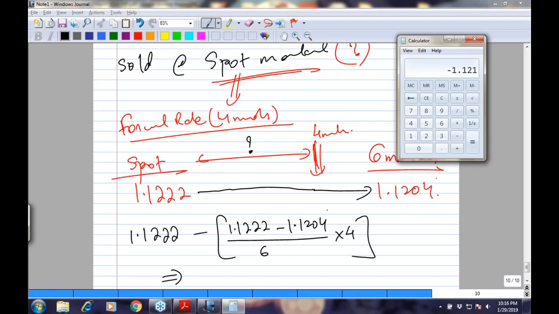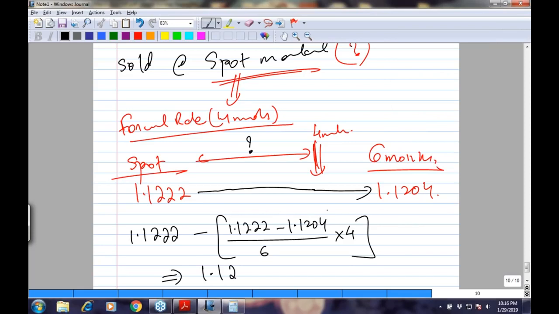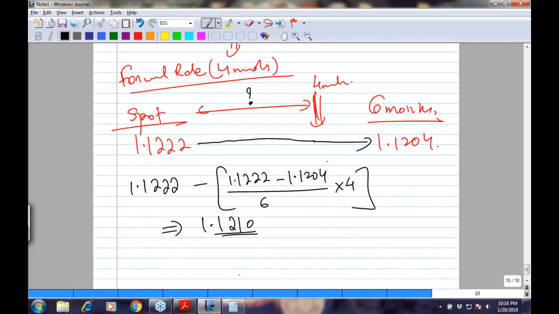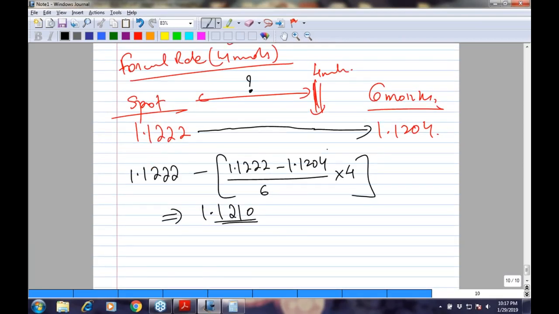Can somebody please calculate? I'm getting 1.1210. Is it okay? Okay, so 1.1210. Now, Pallavi Mittal, it says that mid rates are to be used for the netting question. It's not for this specific part.